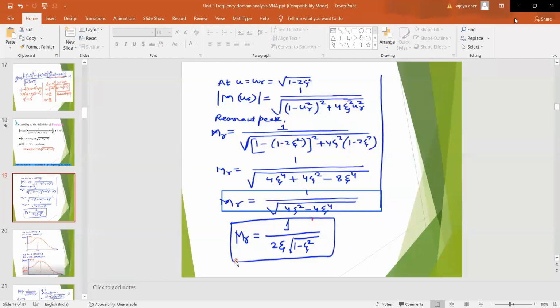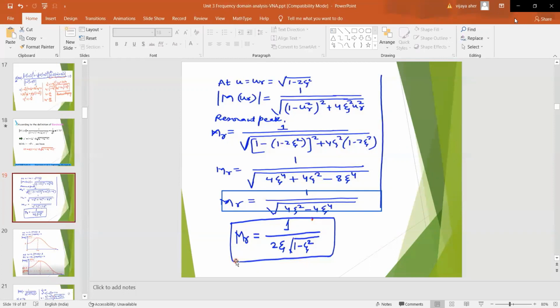At resonant frequency, you will get the resonant peak. So you now have the equation for resonant frequency and the equation for resonant peak. From these equations, you are going to draw the frequency response. Please concentrate on the equation of resonant frequency, omega R, and the equation for resonant peak, that is MR.